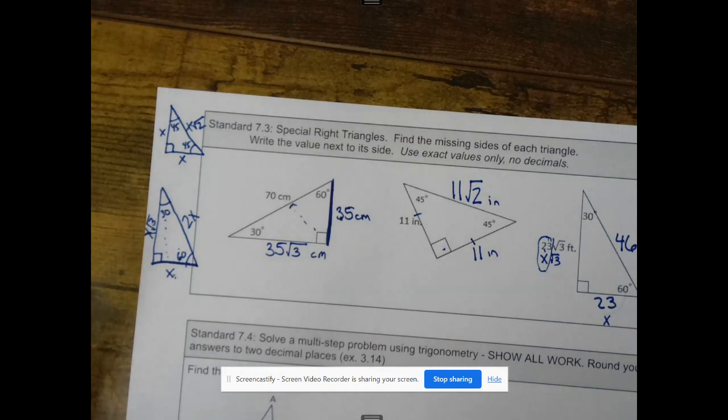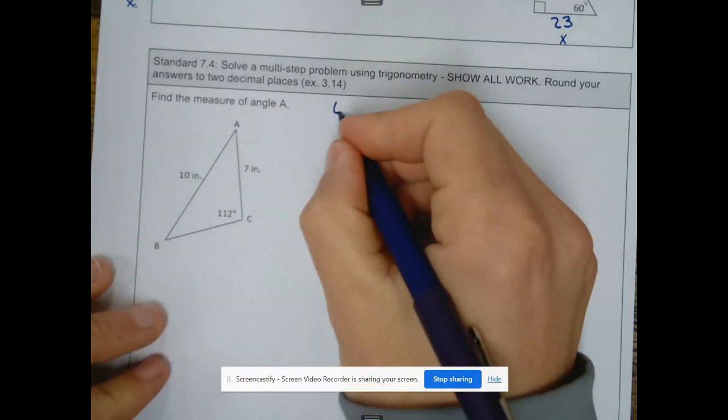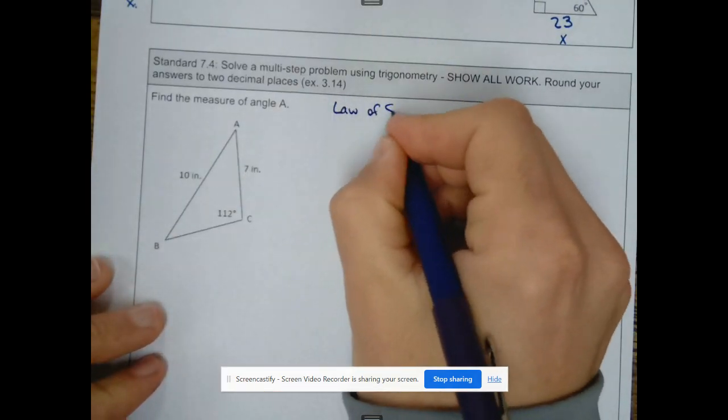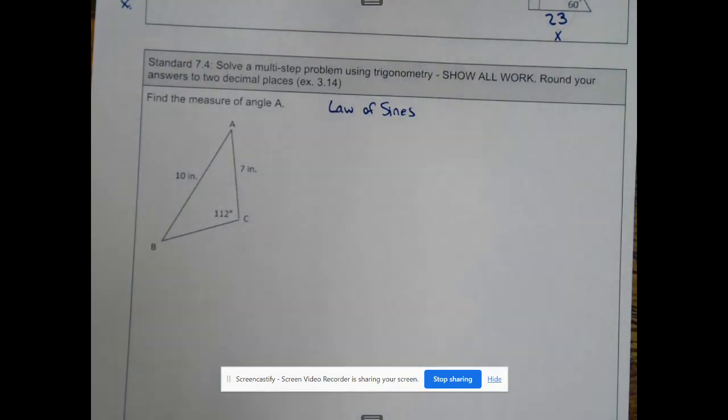So our next problem down here, our final standard, standard 7.4, is about non-right triangles. So we're trying to find the measure of angle A. Well, our key here is probably going to be in a non-right triangle. We want to look at using the law of sines. All right? Law of sines is going to be our go-to tool for this.